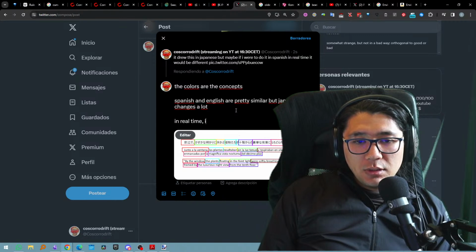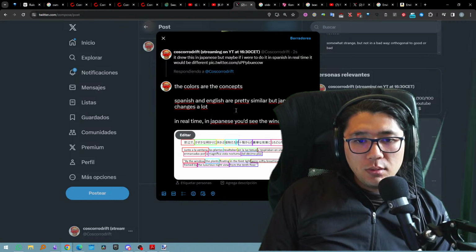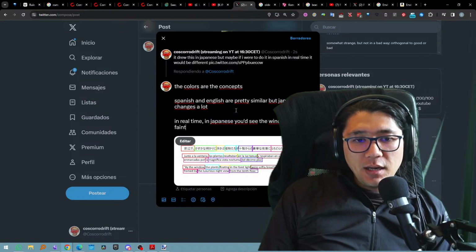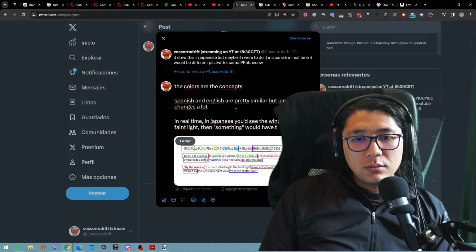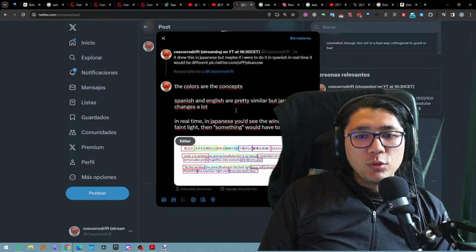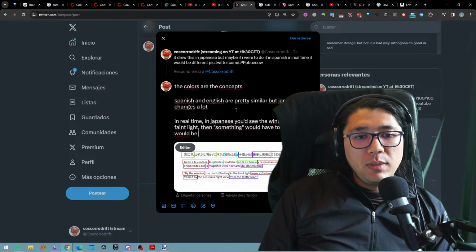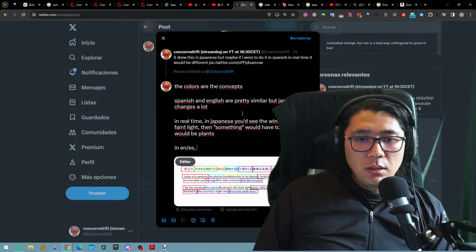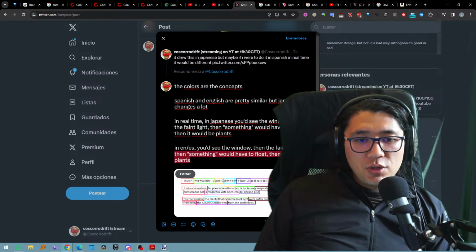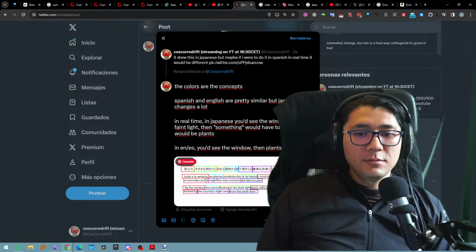In real time, in Japanese, you'd see the window, then the faint light, then something would have to float, then it would be plants. In Spanish, you'd see the window, then the plants, etc.